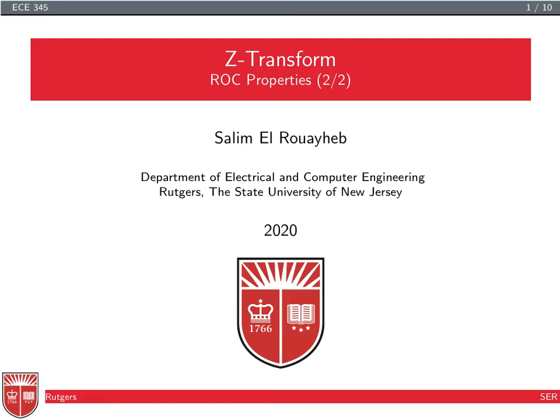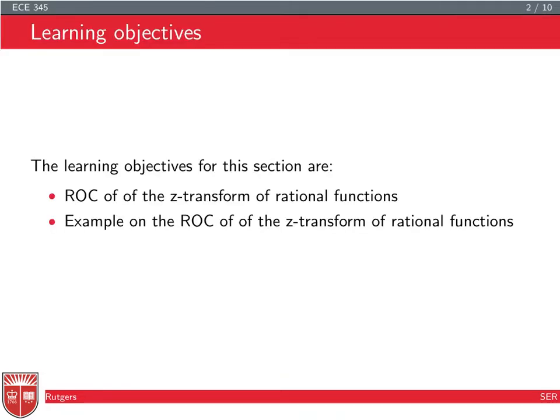Today's lecture is part 2 of our lecture on the ROC properties when we are doing the Z transform. In today's lecture, we will focus on the ROC of special Z transforms, which we call rational functions, and we will work out an example on the Z transform of rational functions.